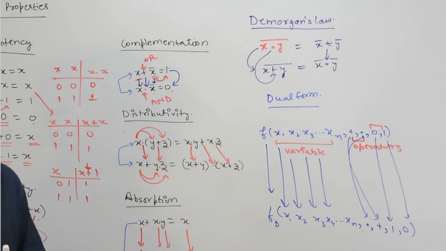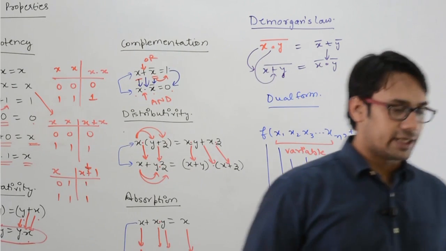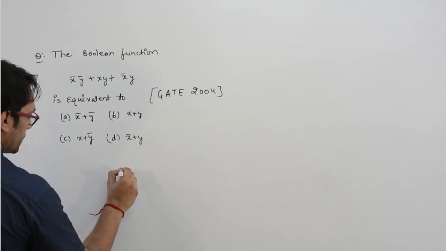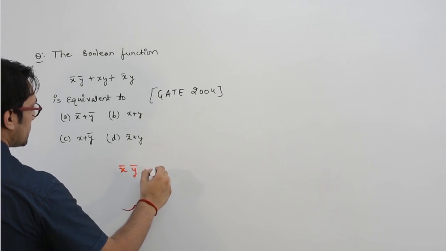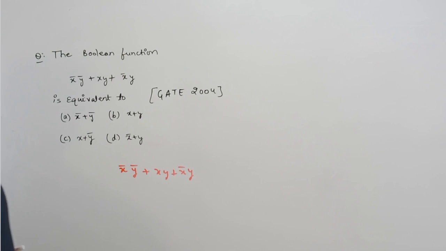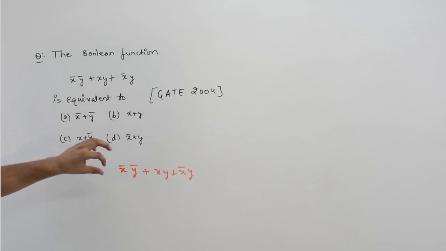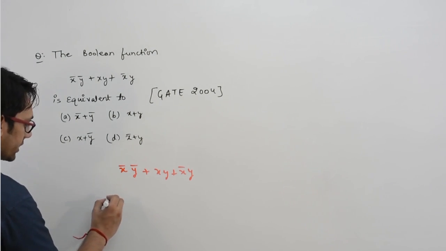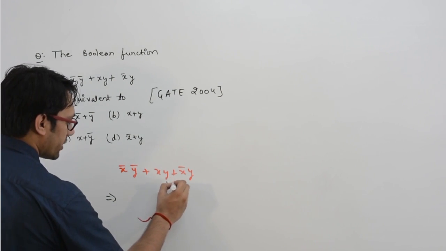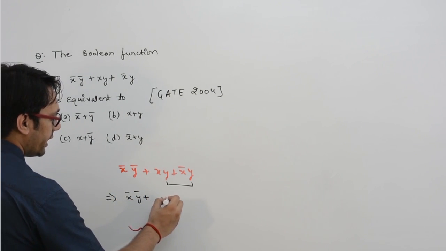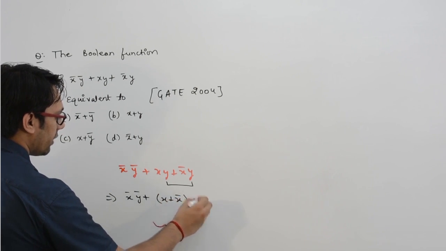Okay? So let us try to solve a few questions on this. Let us take this question. It is a very simple question which is asking GATE 2004. You can see here we have a Boolean function which is x complement y complement plus xy plus x complement y. Now they are asking this function is equivalent to which of the following, right? They have minimized this function. So now let us try to solve this. In this case, you can see between these two statements we can take y as common, so it will be x complement y complement plus x complement dot y, right?